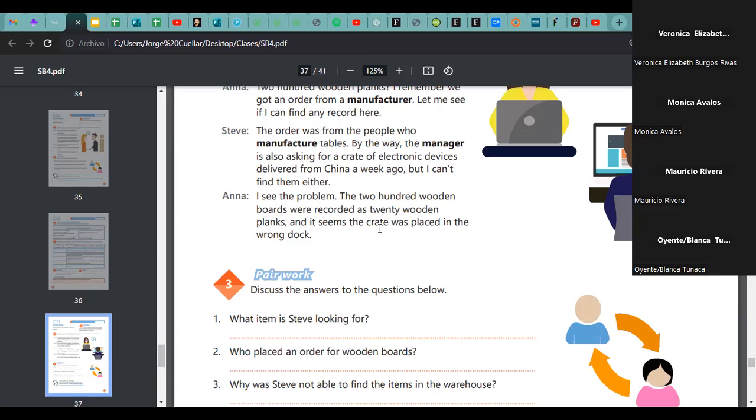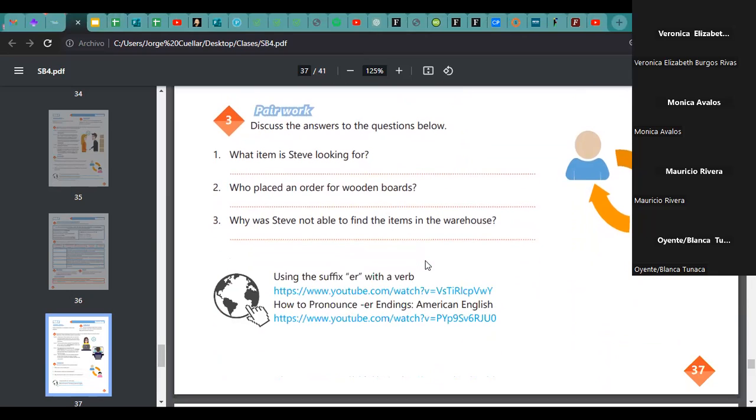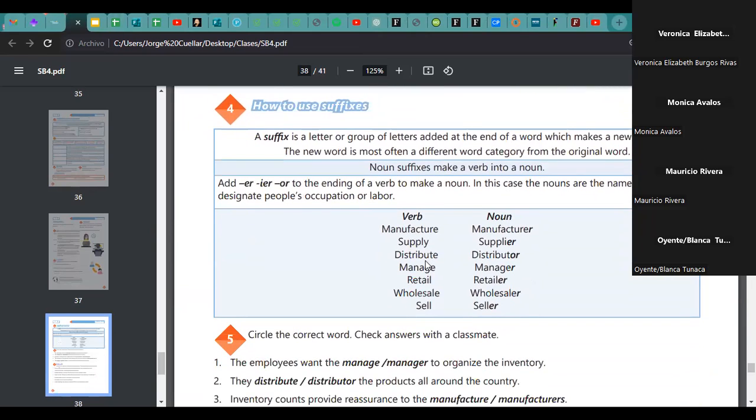The problem here, in the example, was very easy. The solution, you say, I see the problem, here is the problem, right? But in real life sometimes that is a big issue, a big mistake, right? And it's not easy to find the solution for these kinds of things. All right, these videos, we checked that already. And let's check a little bit of grammar.